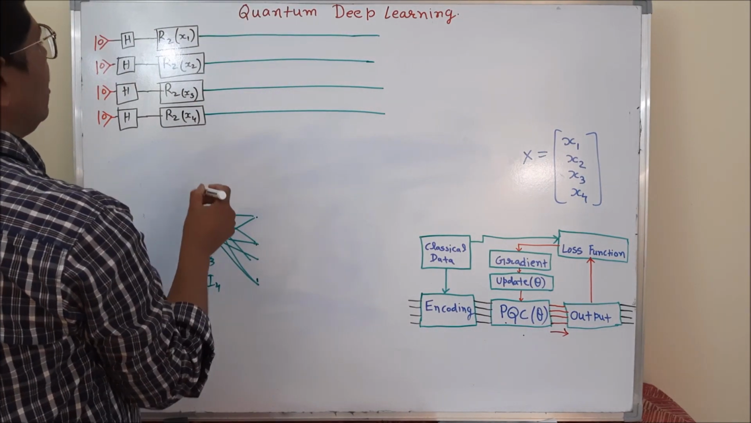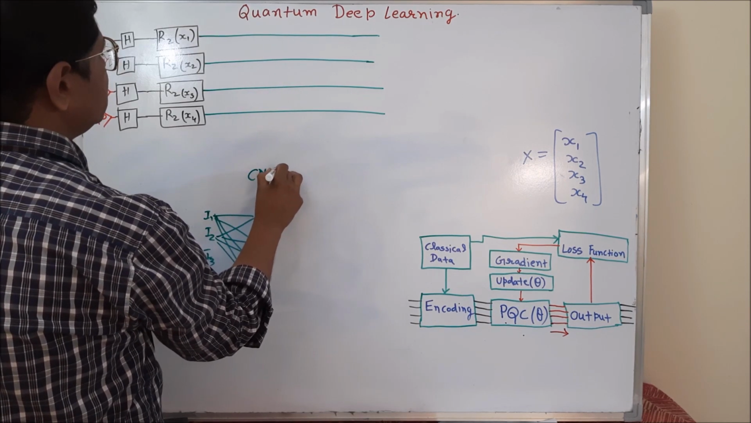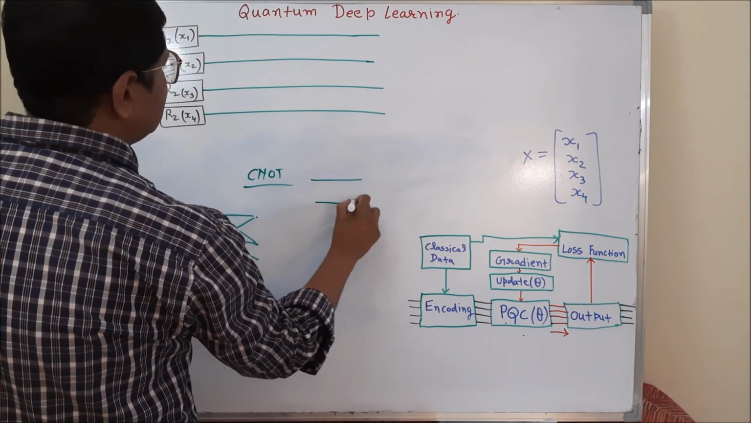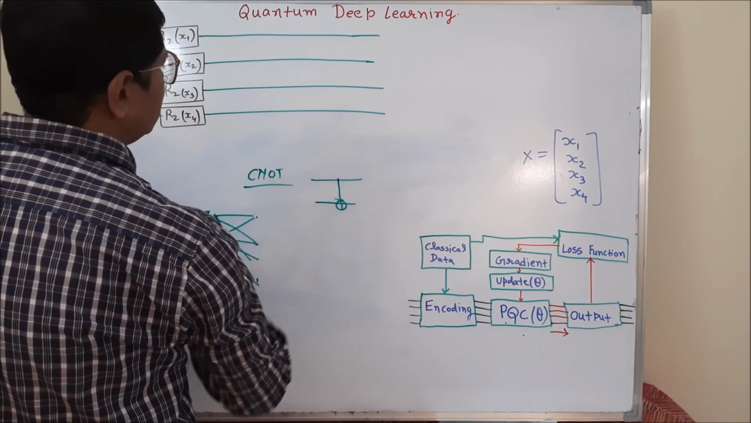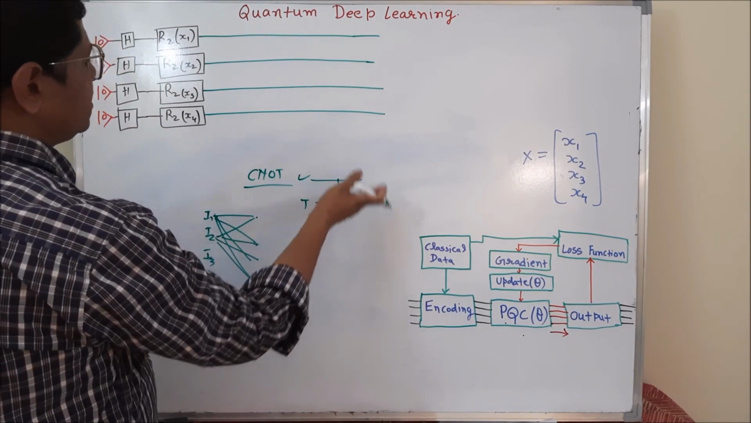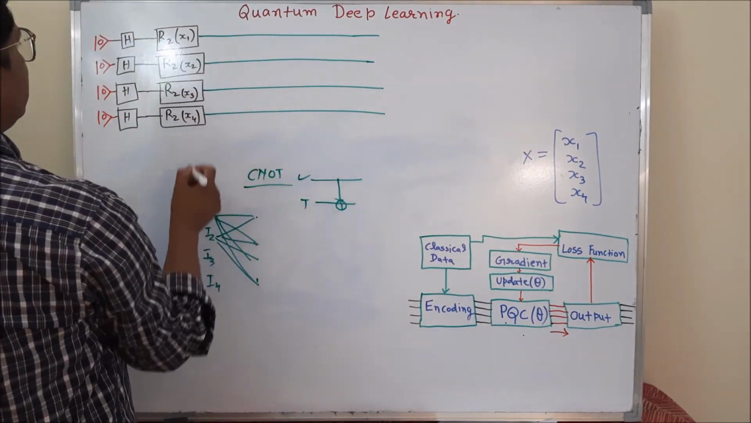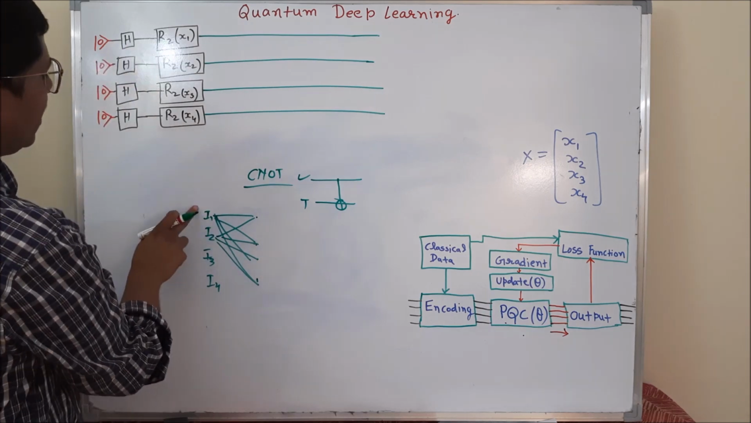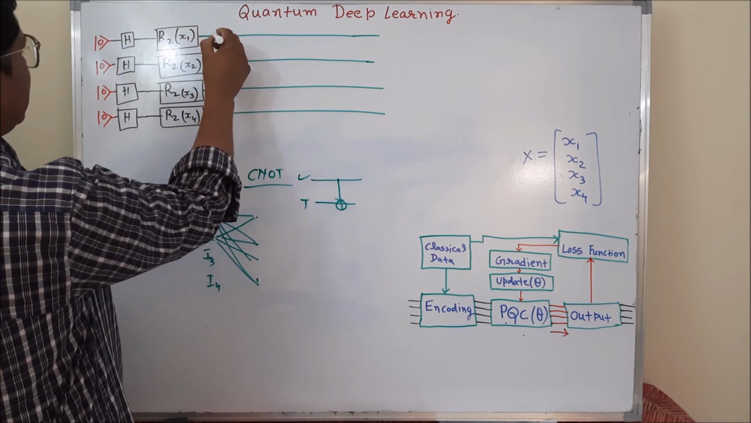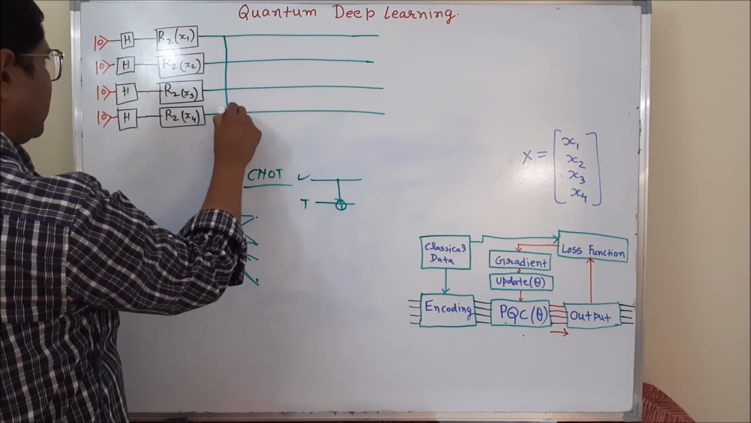Now, how can we achieve the entanglement? In the previous tutorial I said we will use the CNOT gate to achieve entanglement. This is the control, this is the target, and you should go and revise the previous lecture to understand it. Here, suppose we want to create entanglement between I1 and I4. Then I will take one entanglement like this.